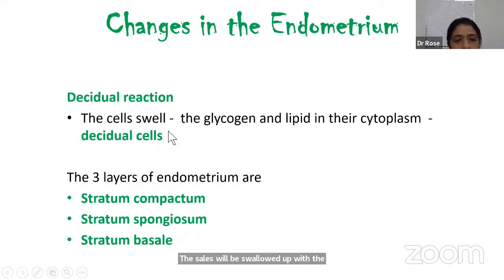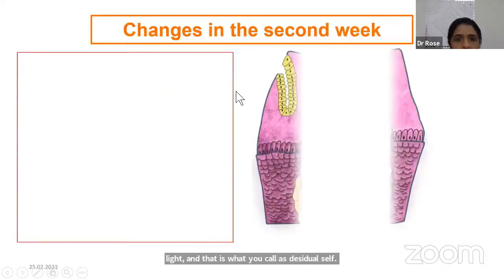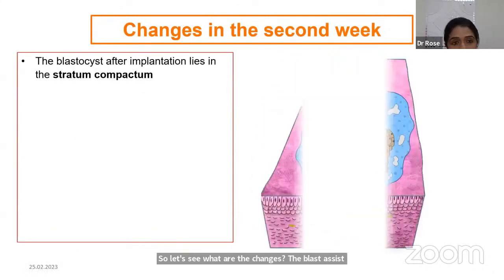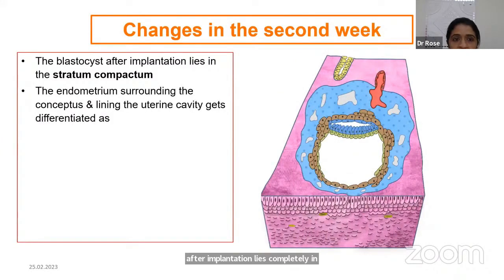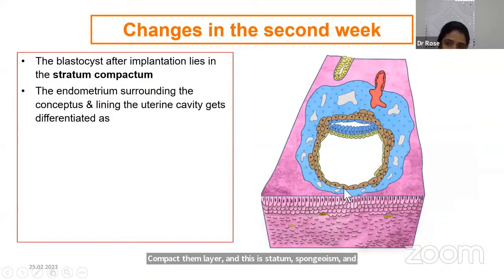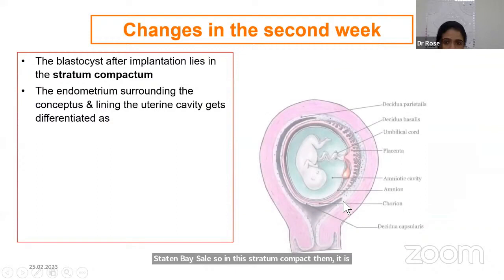And that is what you call decidual cells. So let's see what are the changes. The blastocyst after implantation lies completely in the stratum compactum. And the endometrium surrounding the conceptus and lining the cavities get differentiated. So you can see that this is the blastocyst, which is getting implanted in the stratum compactum layer. And this is stratum spongiosum and stratum basale layer. So in the stratum compactum, it is completely implanted, and the point of entry is actually closed by a fibrin plug.